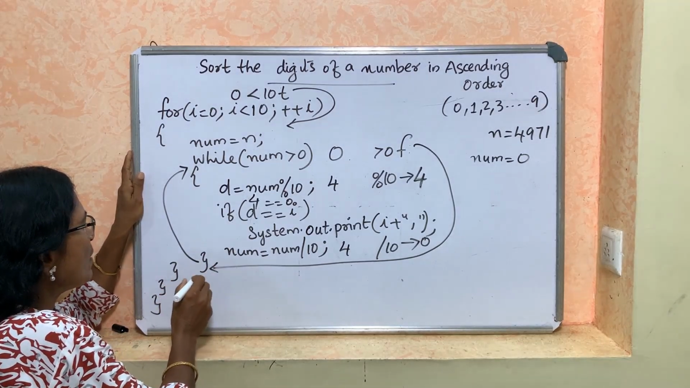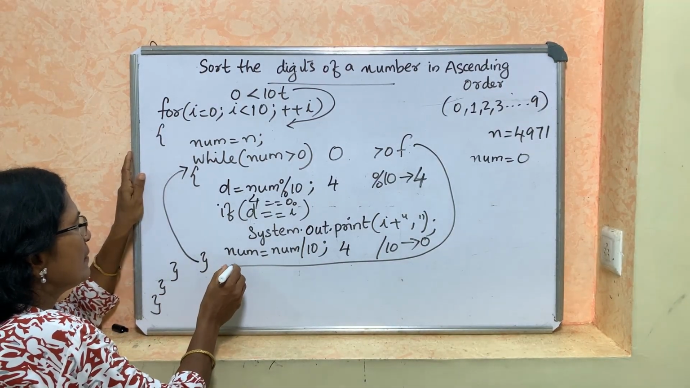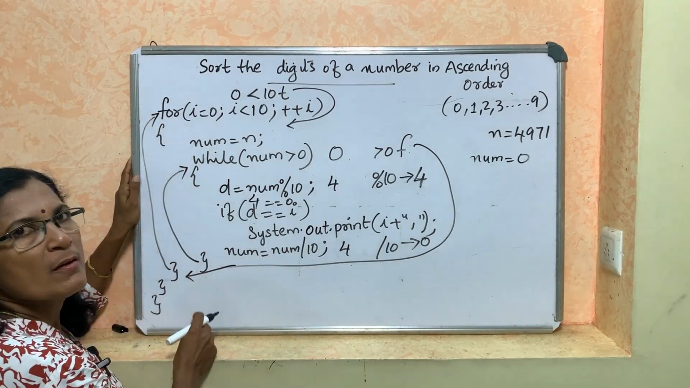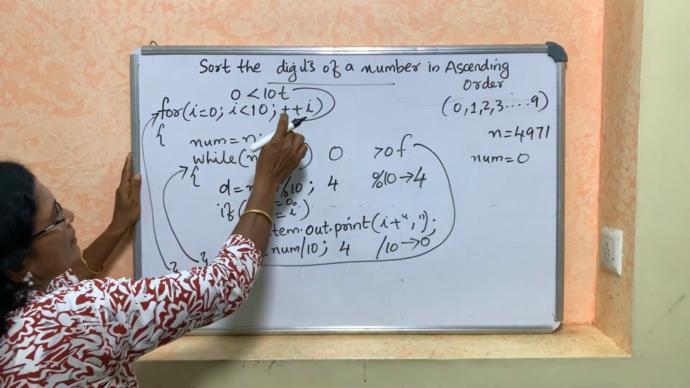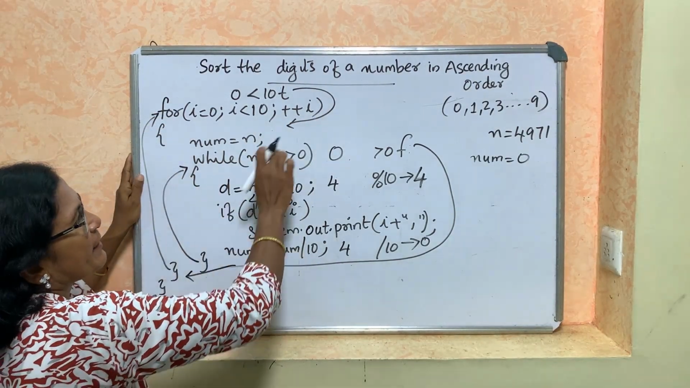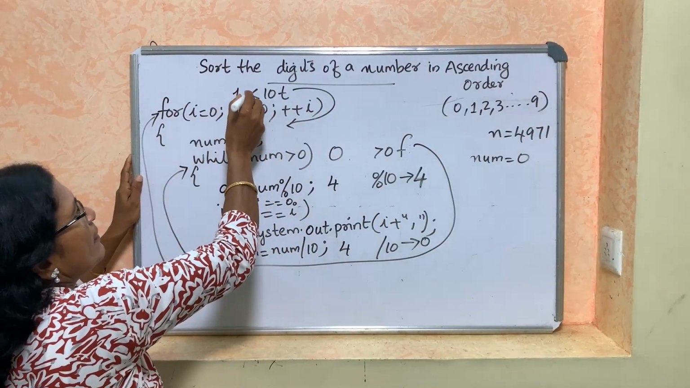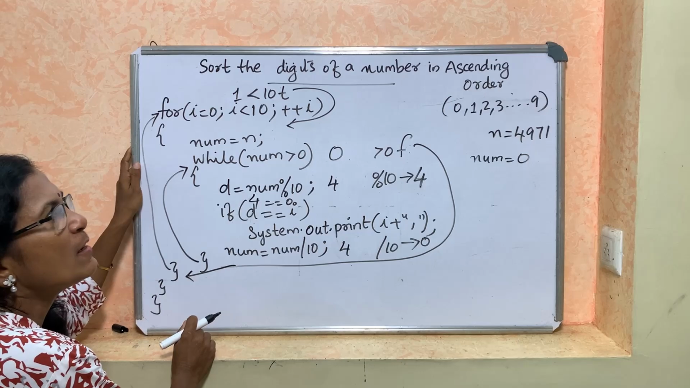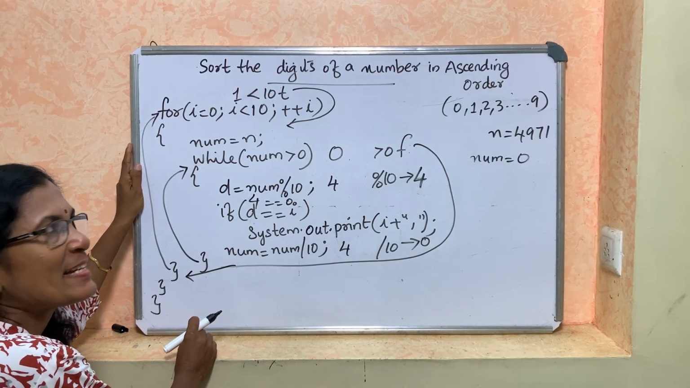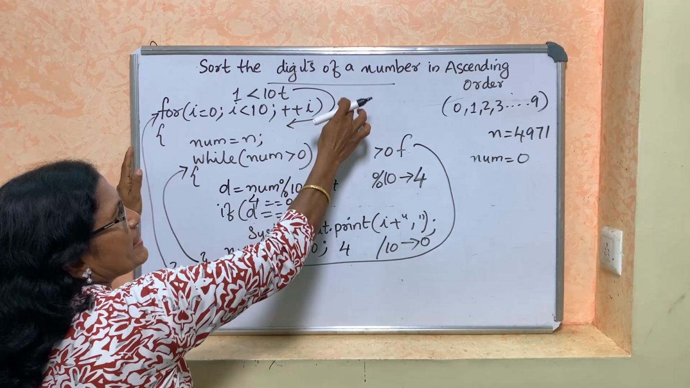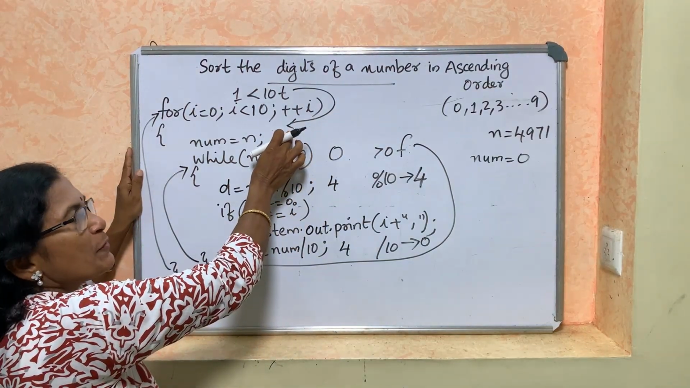Now as the closing of the for loop is seen, control goes to the beginning of the for loop to update the value of i. i plus plus, the value of i is updated to 1. Test expression is evaluated: 1 less than 10. The test expression is evaluated to true. So control enters into the body of the for loop.